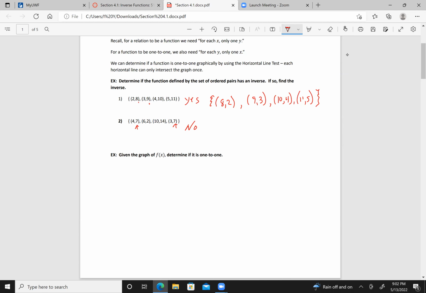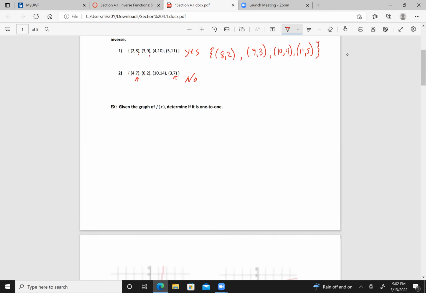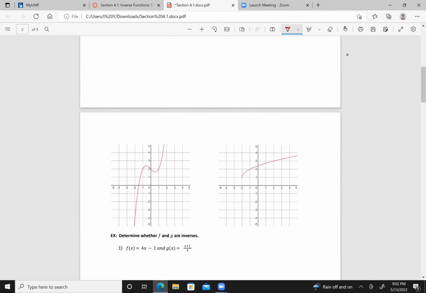Given a graph of f of x, determine if it's 1-to-1. Again, that was the horizontal line test. Draw horizontal lines. What do we got going on here? Crosses in more than one place, so no. Okay, how about here? We're okay, so yes, this is 1-to-1.